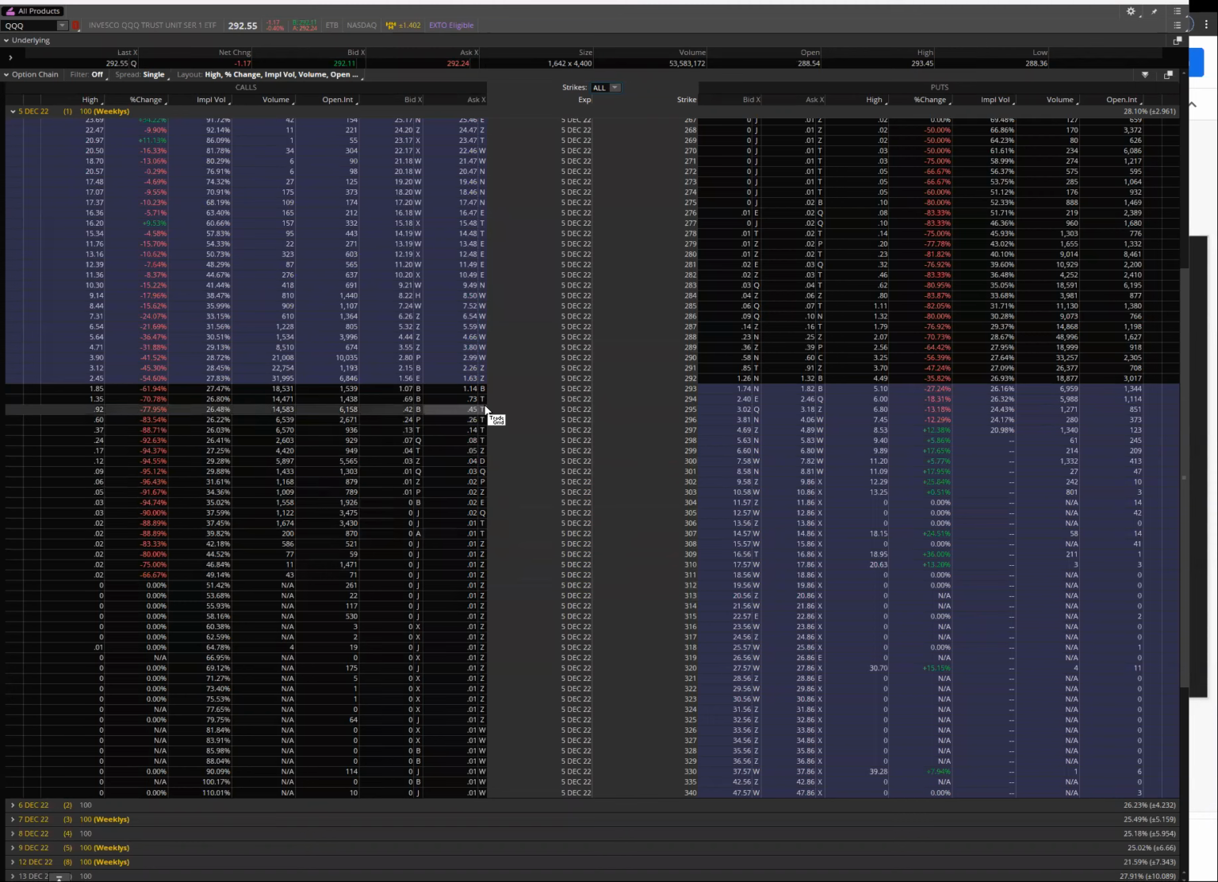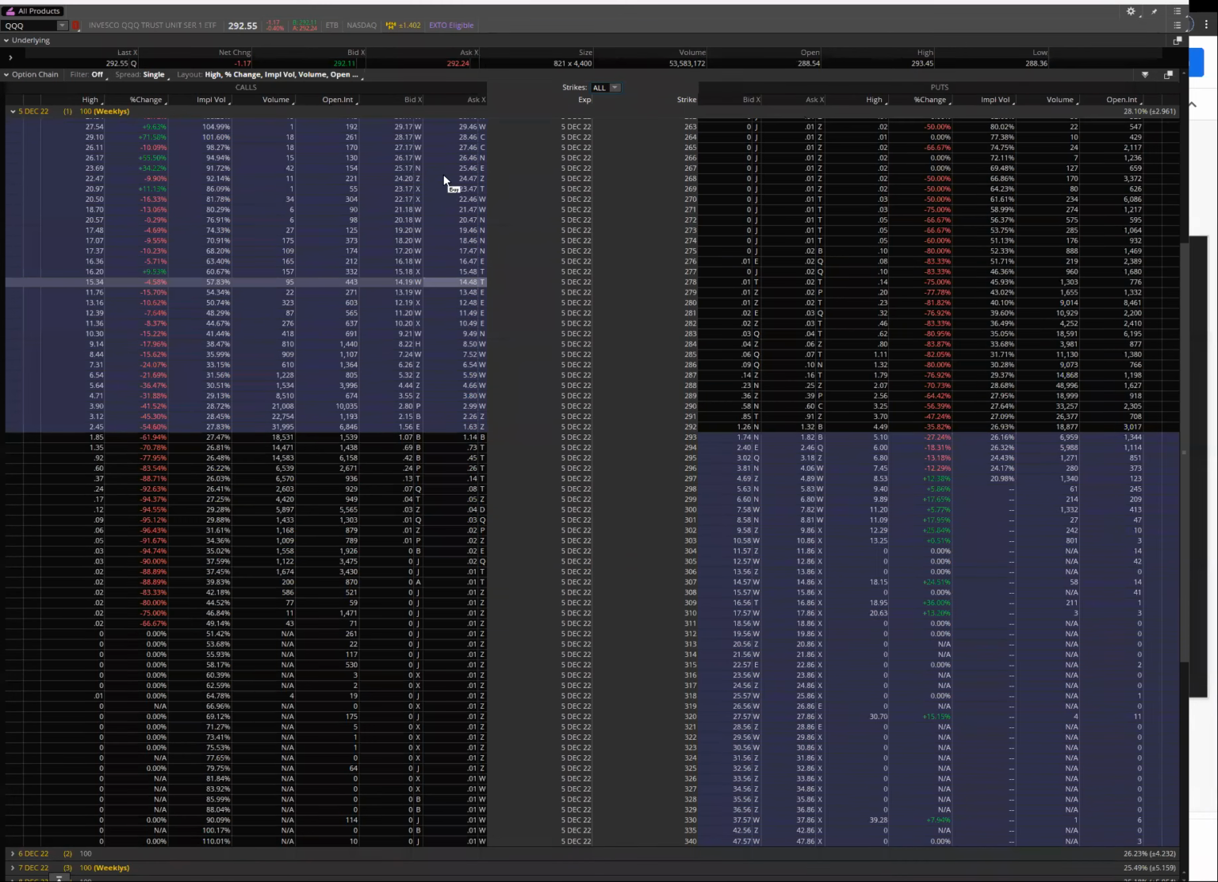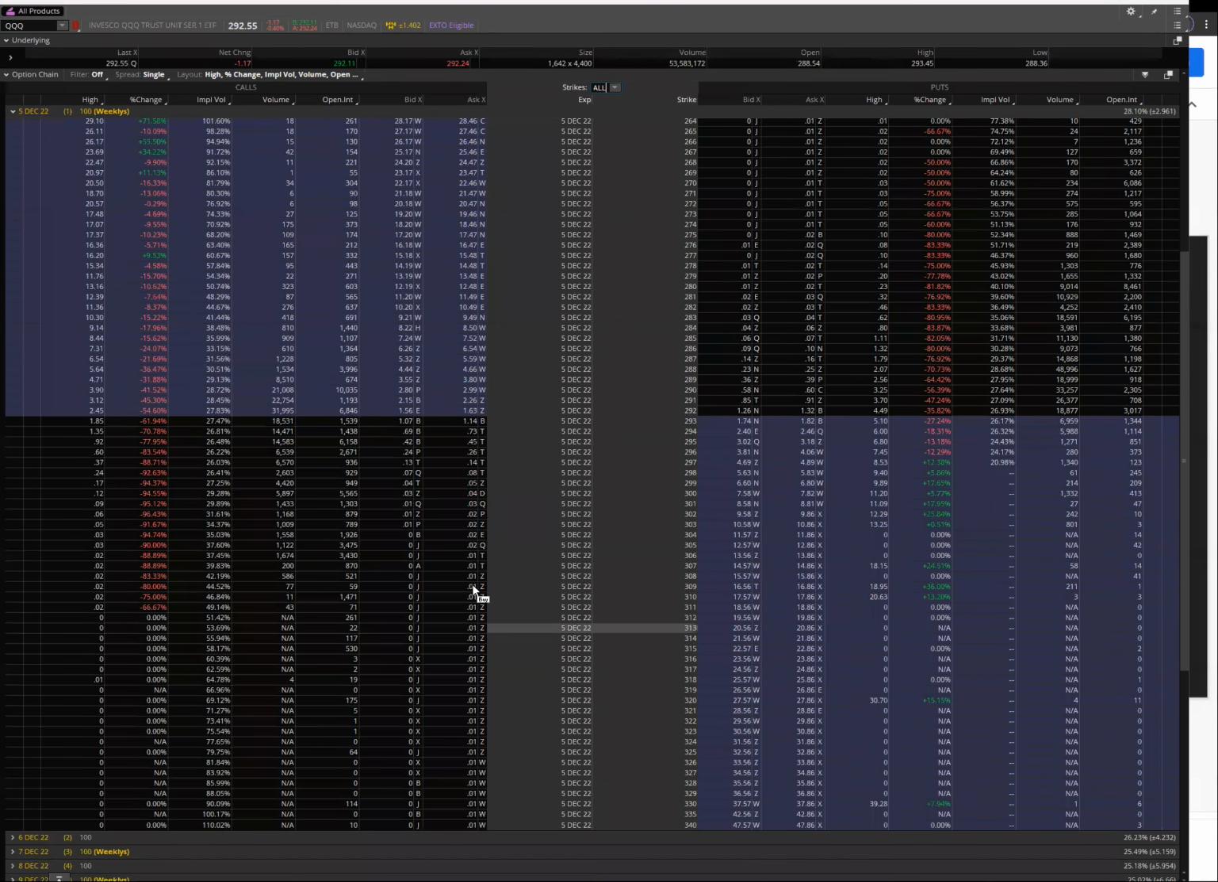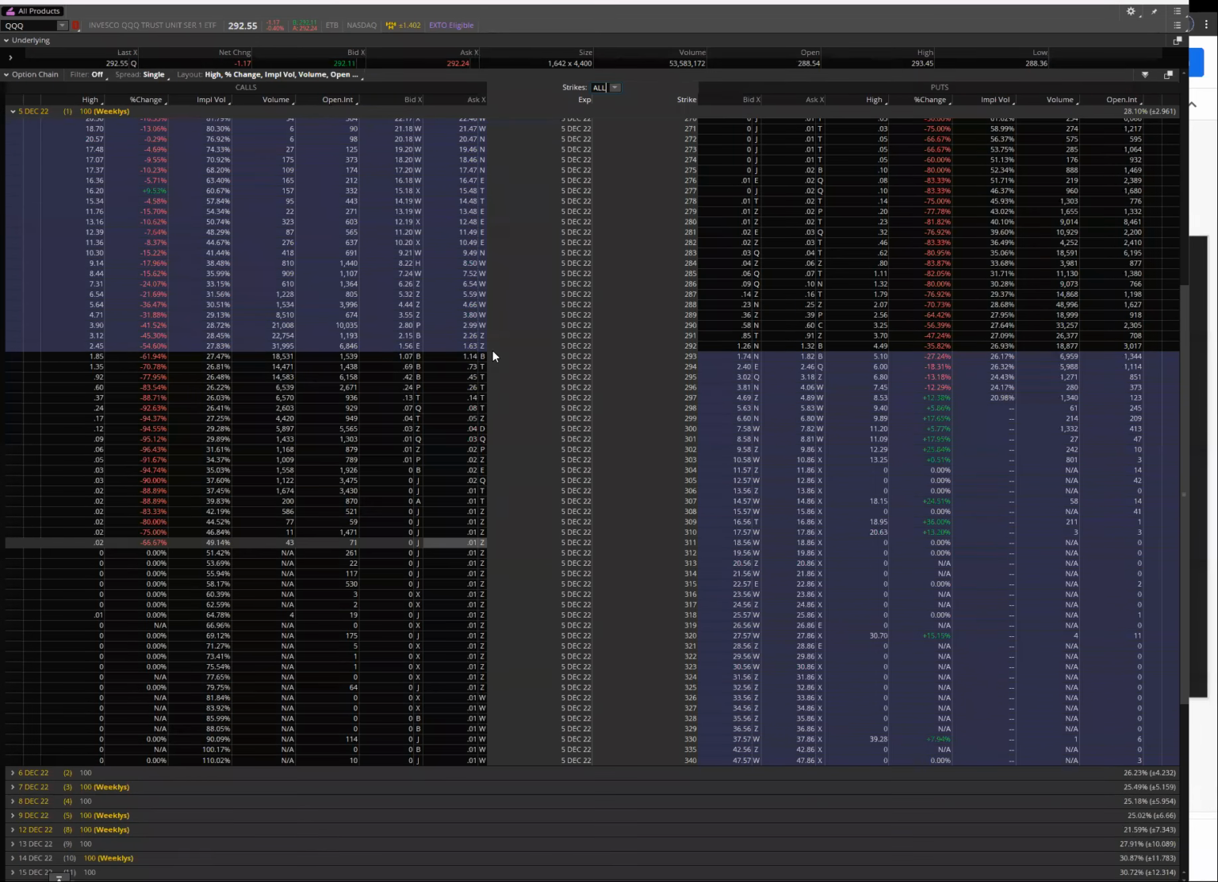So you can see right here, we have pretty much in the money right here. Purple means in the money. Anything that's below the share price means in the money. Anything that's above the share price is out of the money. A price that's on the current share price, or anything very near the share price, means at the money. So it can be 293 or 292.